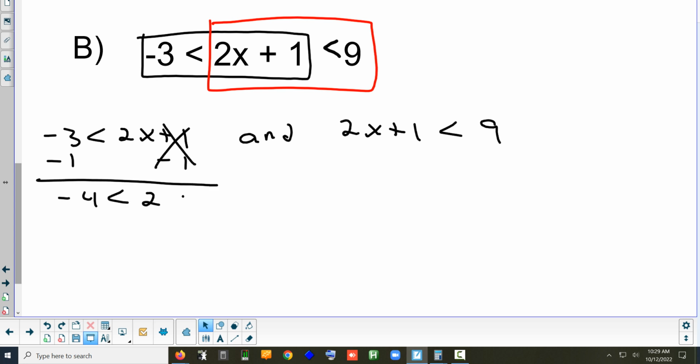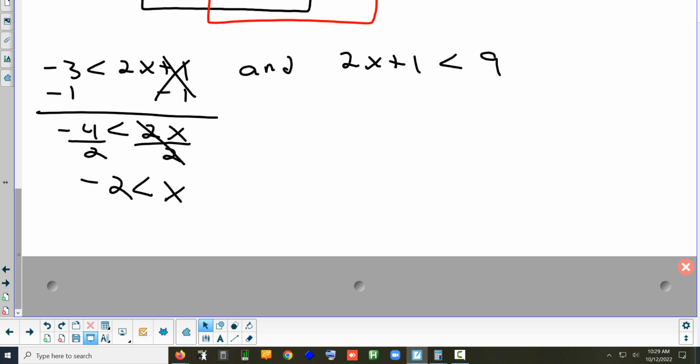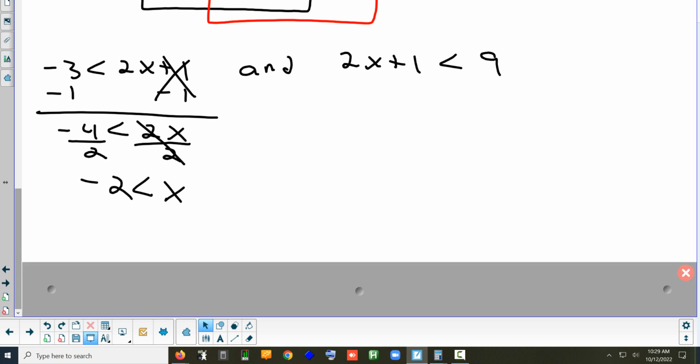Again, -4 is less than 2x. And Dorian, what's my last step? Your last step is dividing both sides by 2. Good. Divide both sides by 2. And I get -2 is less than x.